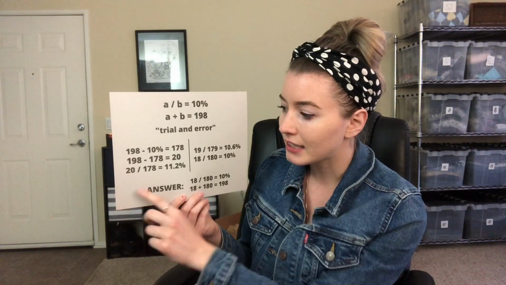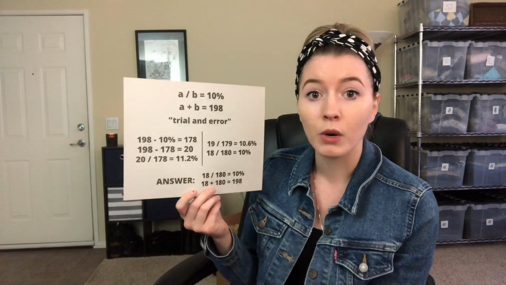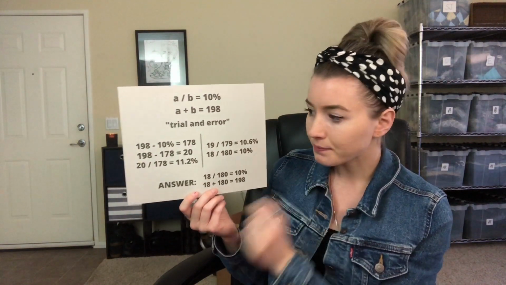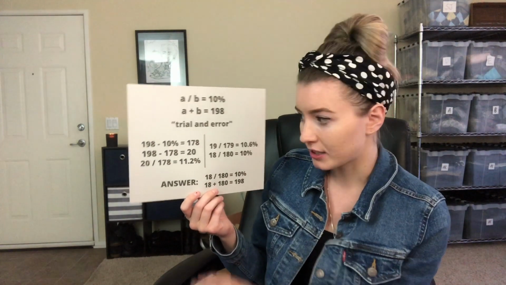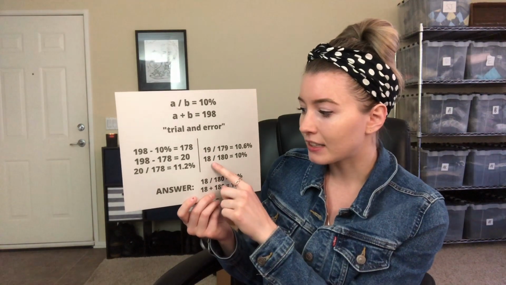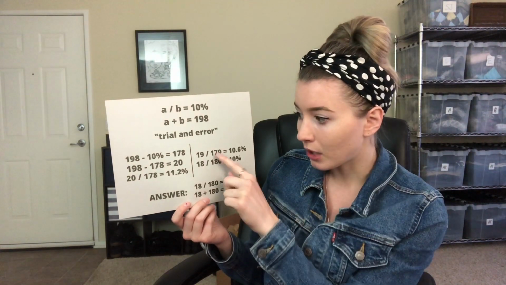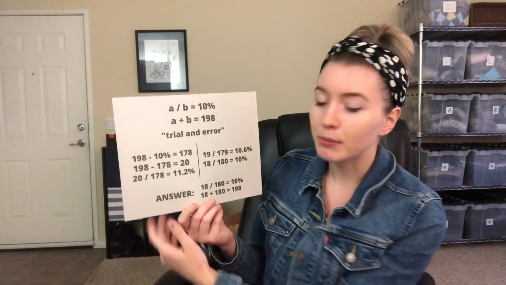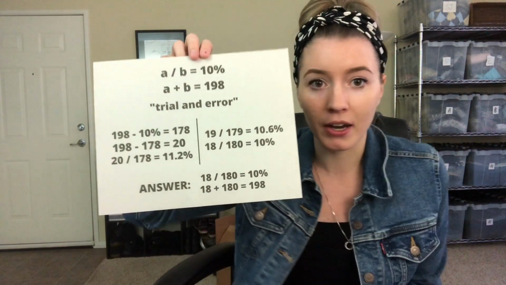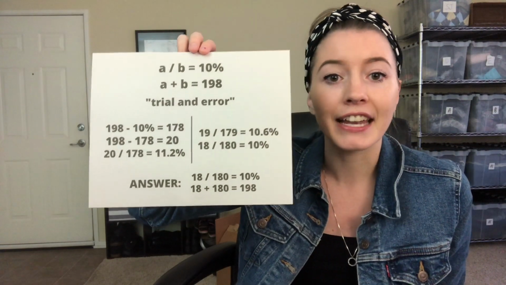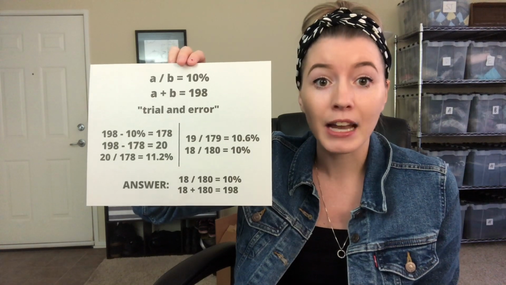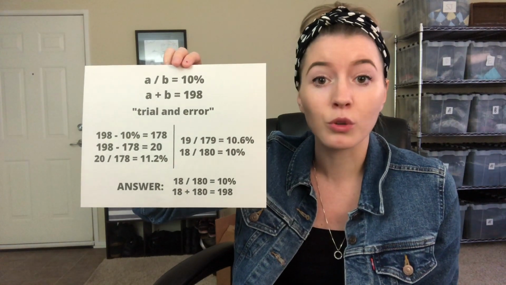So that's taking that down by 1 and adding 1 to the 178. So that gave us 10.6%. So I said, okay, I'll take it down one more time. So I did 18 and I divided that by 180. So adding 1 there, taking 1 down there, and that gave us 10%. So then you're able to plug in right down at the bottom. So you're able to plug in 18 divided by 180, that's 10%, and 18 plus 180 is equal to 198.